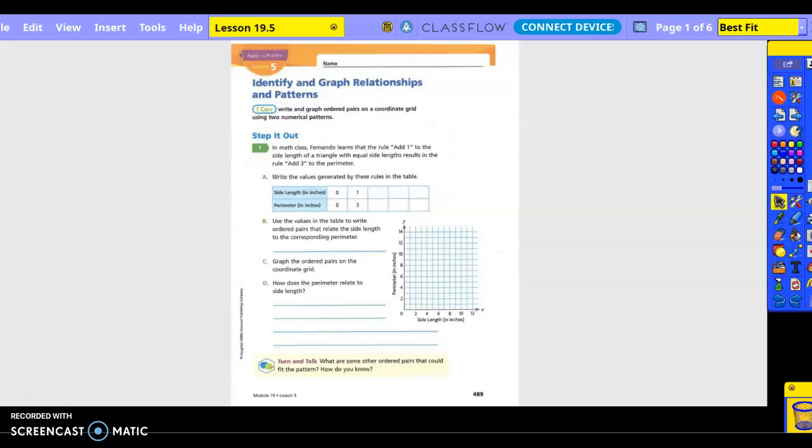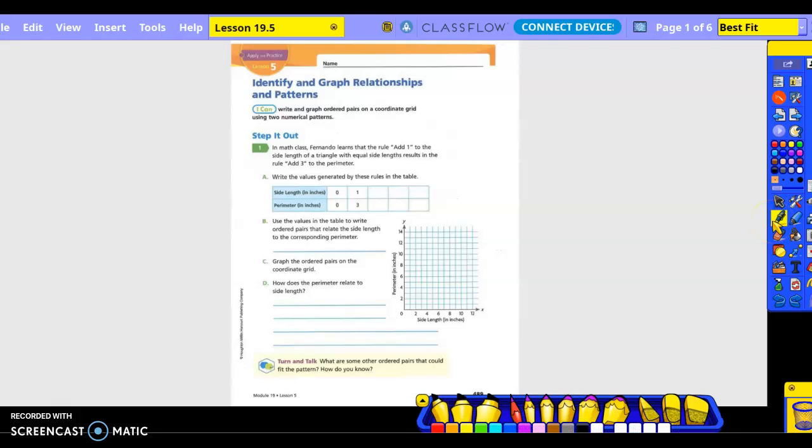Step it out. Number one, in math class, we learn that the rule add one to the side lengths of a triangle with equal side lengths results in the rule add three to the perimeter. Write the values generated by these rules in the table. So side length, you go 0, 1, and then you do what? Add 1, right? So 1, 2, 3, 4. Perimeter says you add what? 3. 0, 3, 6, 12.